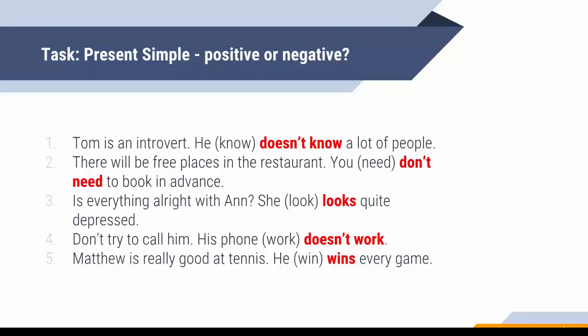Next exercise. Tom is an introvert. He doesn't know a lot of people. In general, present simple, negative. There will be free places in the restaurant. You don't need to book in advance. It's not necessary, in general. Stative verb. Is everything all right with Anne? She looks quite depressed. She looks. Again, stative verb. Present simple.